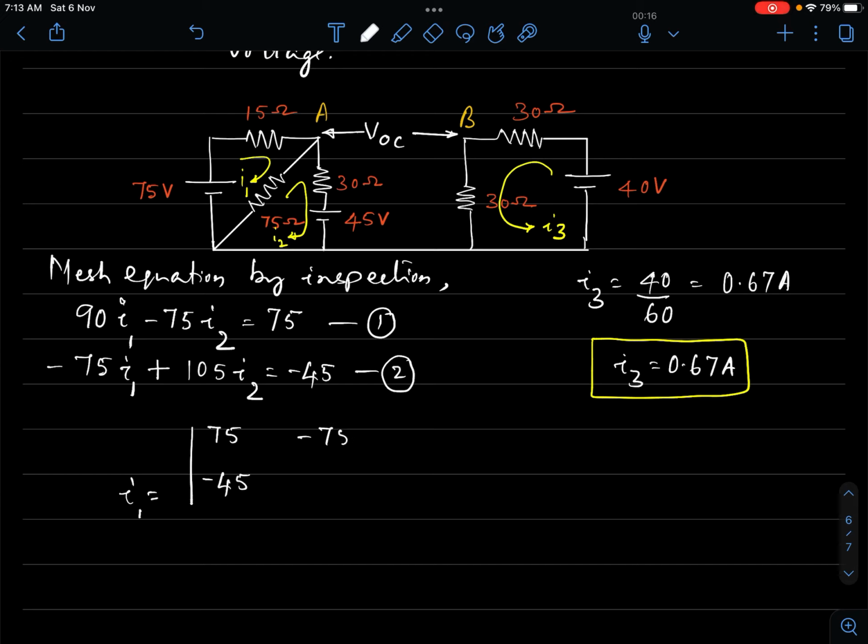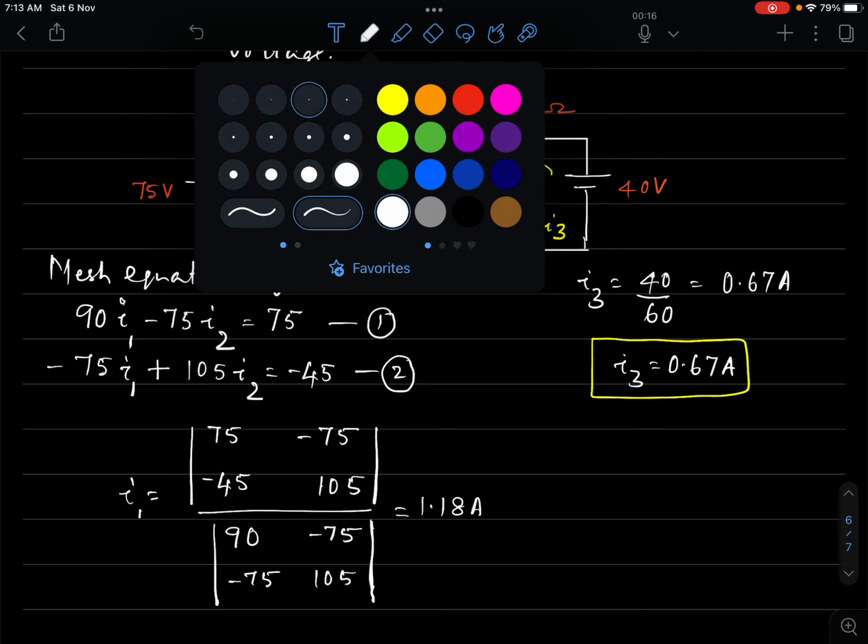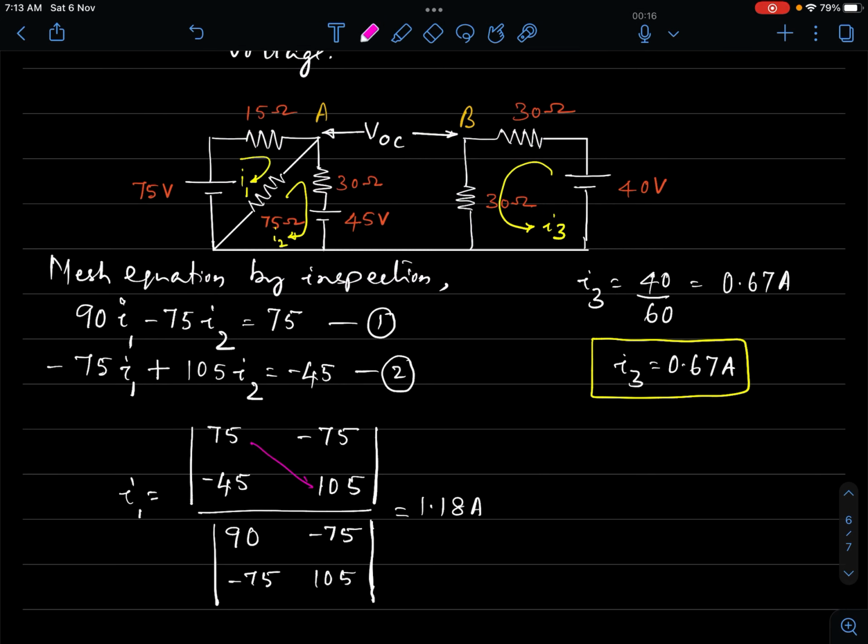So we try to evaluate I1 in this manner. It is the ratio of two determinants. The denominator determinant is what we call the discriminant, and this comes out to be 1.18 ampere. Okay, so you know how to expand the determinant. I don't think I need to tell that. That means this into this, minus of this into this. This is going with a negative sign. So divided by this into this and negative of this into this.